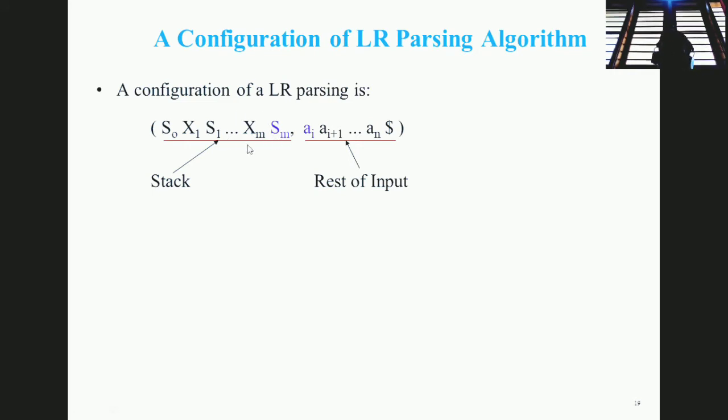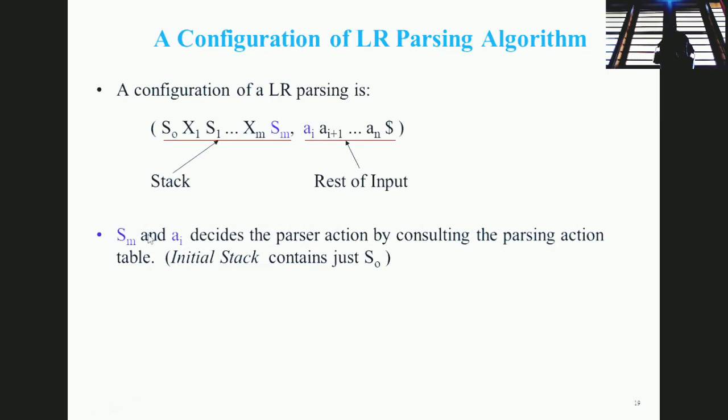So this is my intermediate result of the stack, and the rest of the input looks like this, that is ai+1 up to an, and the end of the string is $. So this is the configuration of the LR parser after reading part of the input string. Now, at the intermediate stage, Sm is on the top of the stack and ai is the input symbol. So based on this, it decides the parsing action by consulting the parsing action table.